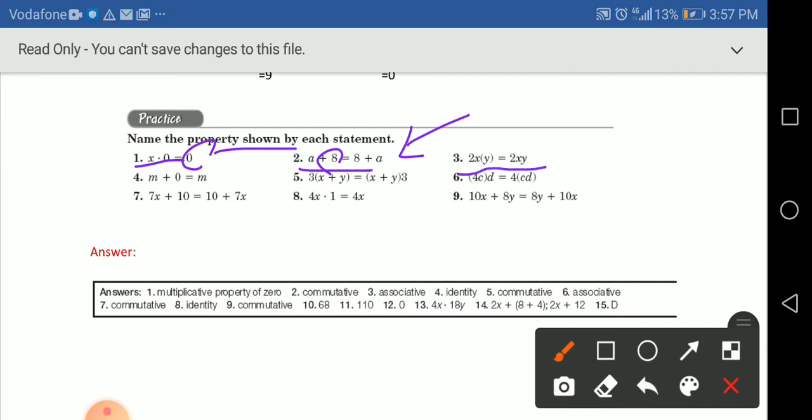What about this one? We have here 2 and 2x then y, and I have here 2xy. We have brackets. When you have brackets, we are grouping. So it's called associative.